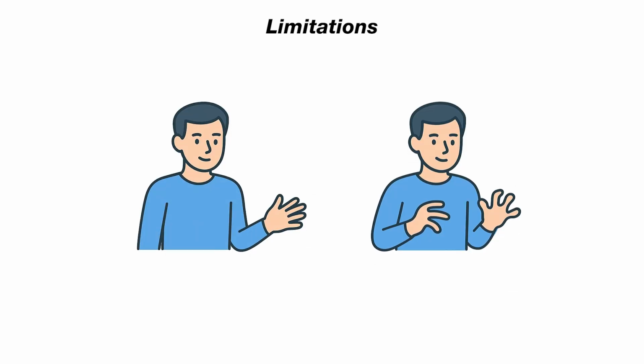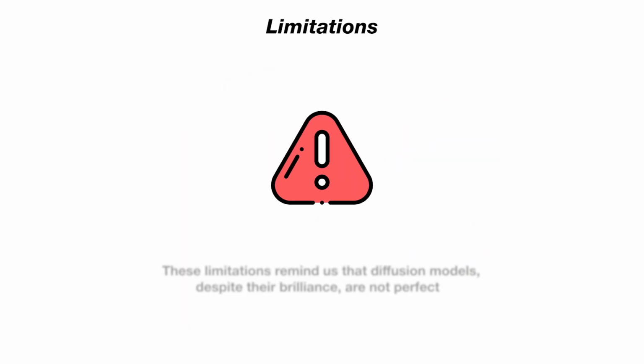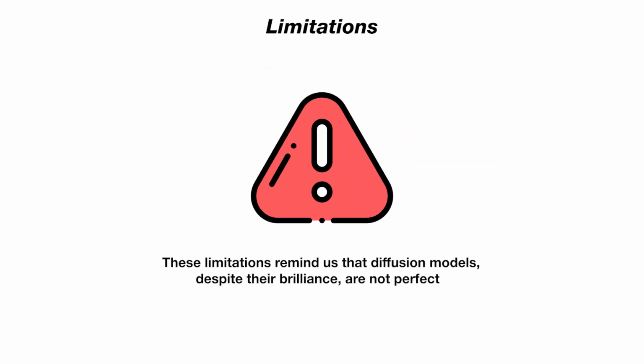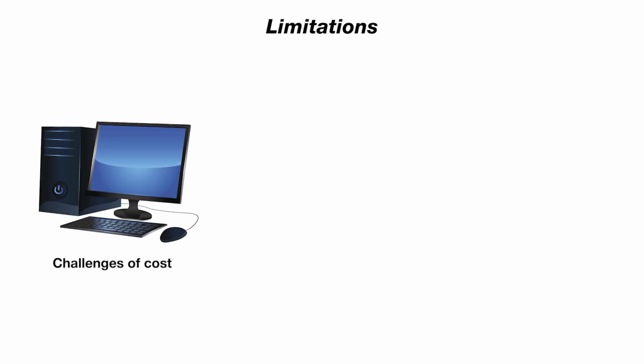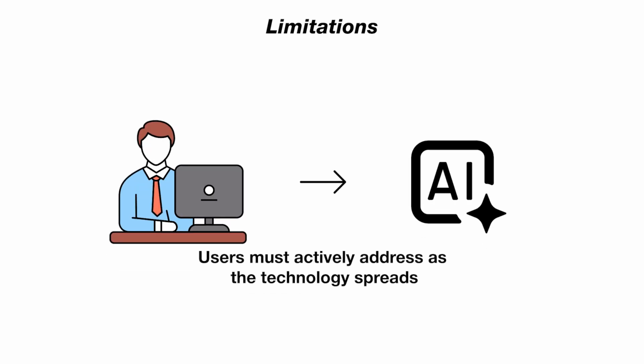And that is even in normal use. Edge cases arise often, and sometimes the models produce distorted hands, inconsistent text, or they just fail to follow prompts exactly. These limitations remind us that diffusion models, despite their brilliance, are not perfect. They bring challenges of cost, trust, and responsibility that researchers and users must actively address as technology spreads.